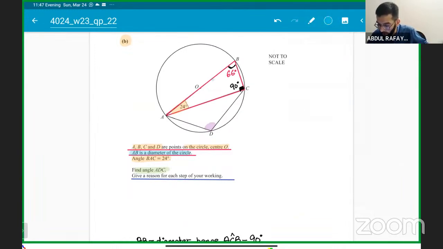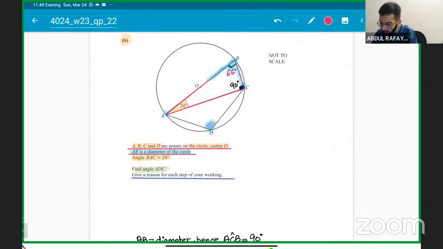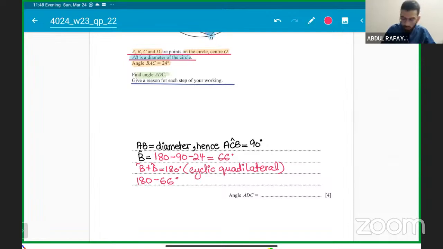Follow in the highlighter the concept of cyclic quadrilateral. If all four vertices are on the circumference, then this angle and this angle add up to 180. So you can write down that angle B plus D will be 180 because of cyclic quadrilateral. Make sure you give a reason. Guys, out of 4 marks, two marks are for the answer, and the rest 2 marks are for the working, giving the concept that cyclic quadrilateral will come in. So the angle will be 180 minus 66 degrees, that is 114 degrees, which should be the answer.